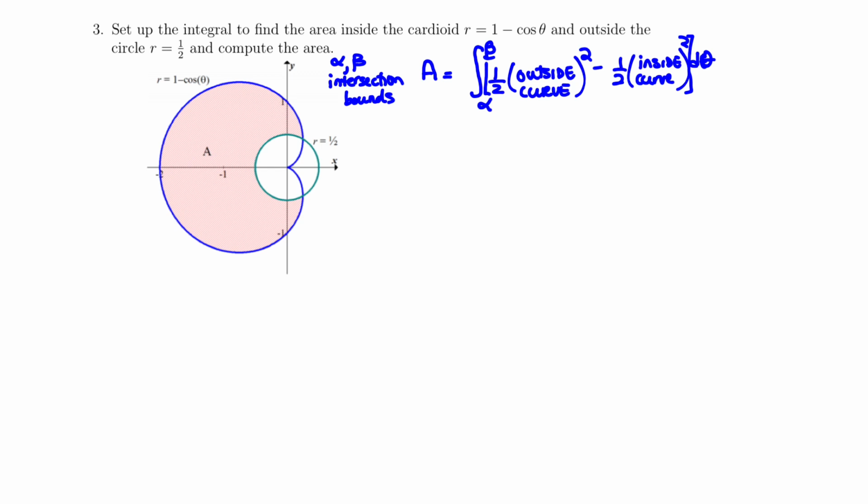On this one, you want to find the intersection points. When does 1 minus cosine theta equal 1/2? Did you get some intersection points for me? Pi over 3 and 5 pi over 3? Awesome. Once you get your integral, I want you to actually go through and evaluate it, okay?